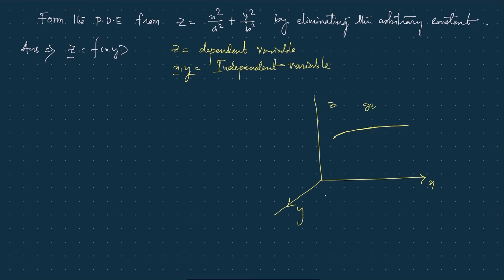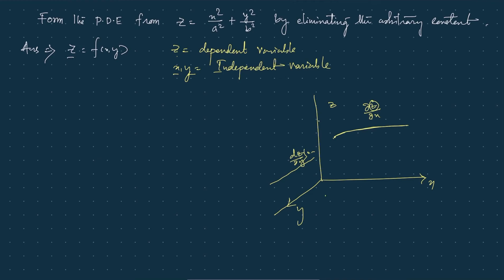That's why we are writing dou z by dou x. It means this z is changing along the x axis. When I differentiate with respect to y, it means this z is changing with respect to y. It means that at that time x is constant. Did you understand?